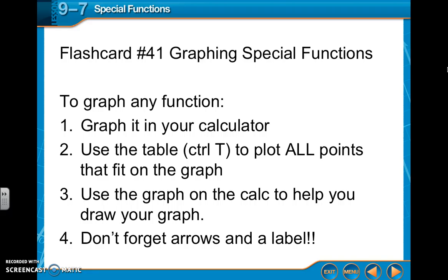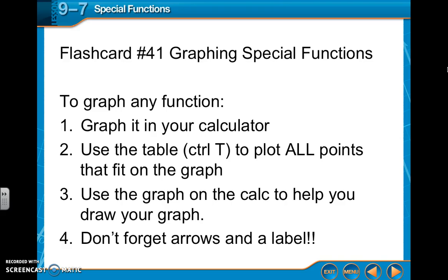So the best way to do this is always to use your calculator. So this will work for any function. We do know some tricks for certain types of functions to help us graph them. But for any function that you need to graph, you can always use this method. So if you graph it in your calculator, which you open a new document and create a graph, you're then going to use the table to plot all points that fit on the graph. That's everything from the negatives to the positives and everything in between that you can fit on your graph. You have to plot all of those points.